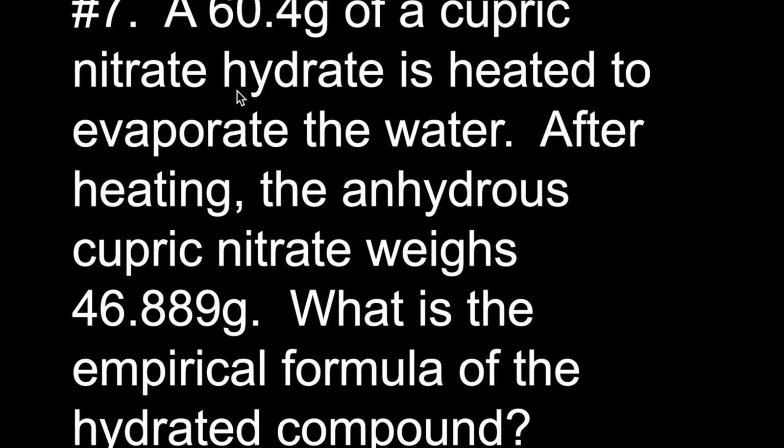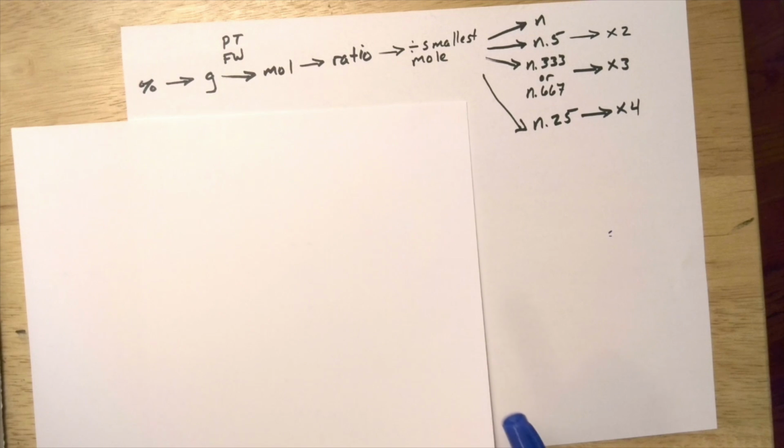So it could be a single water molecule, so it would be a monohydrate. It could be two of them, so it would be a dihydrate. So what you're trying to find out is how many waters are here. Anhydrous basically is another word for dehydrated. So the cupric nitrate had water, you heat it up, and now it has no water to it.